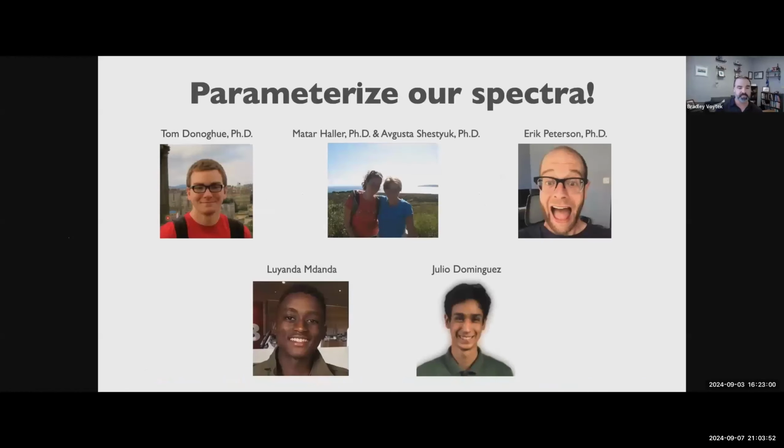And this initial version of FOOOF SpecParam was spearheaded by Tom Donoghue and very close friends and colleagues of mine, Matar Haller and Avgusta Shestyuk. Actually just hung out with Avgusta yesterday. Former postdoc in my lab, Erik Peterson, and stellar former undergrads from the lab, Leonardo Almanda and Julio Dominguez.